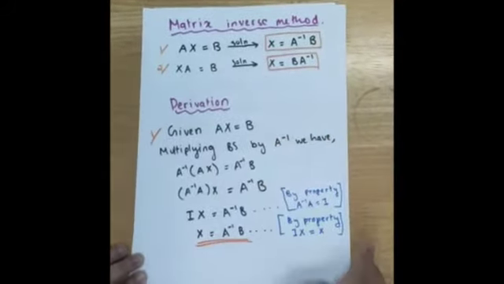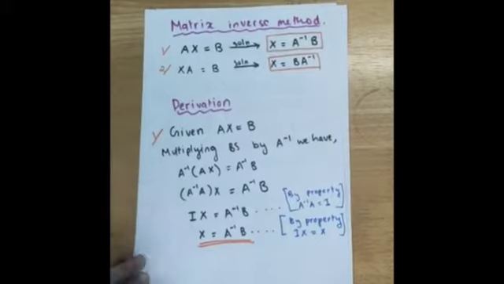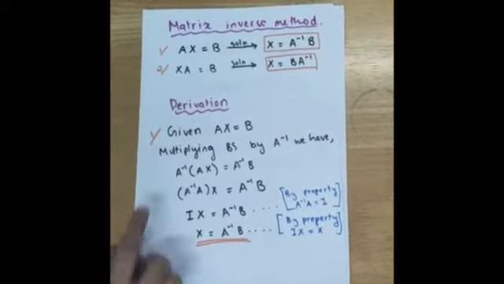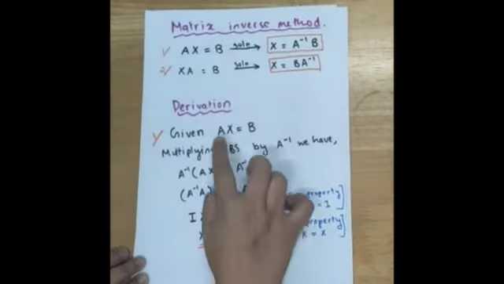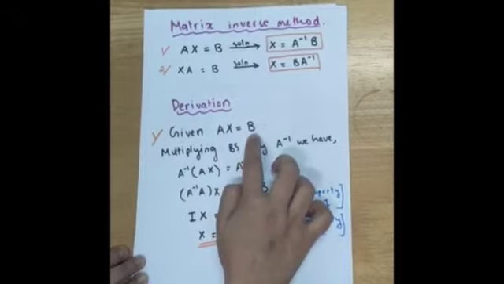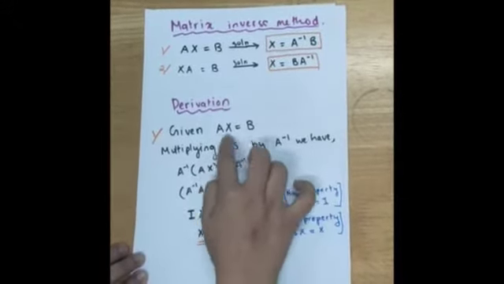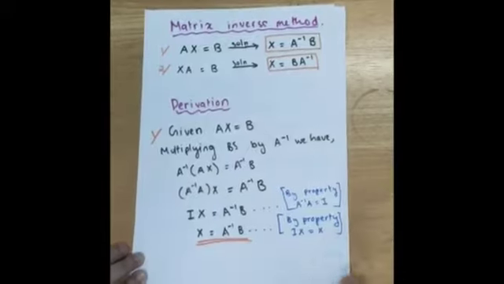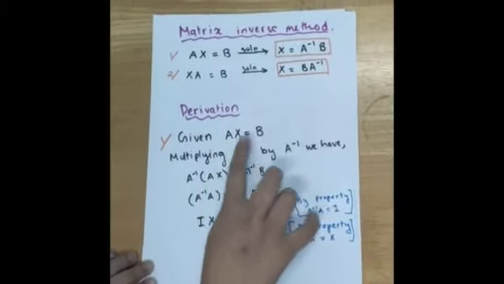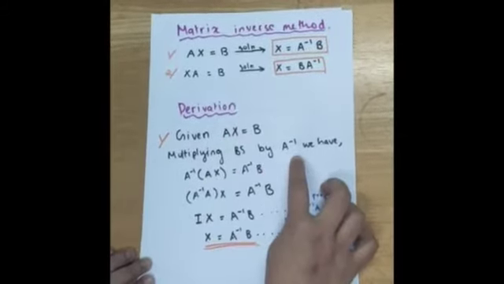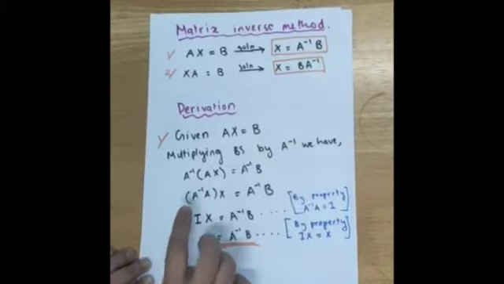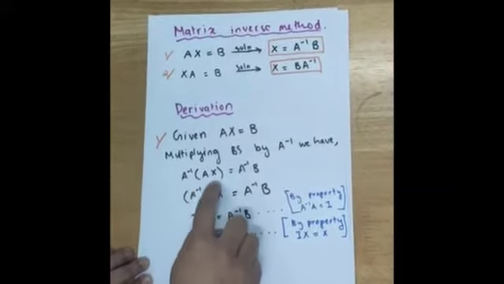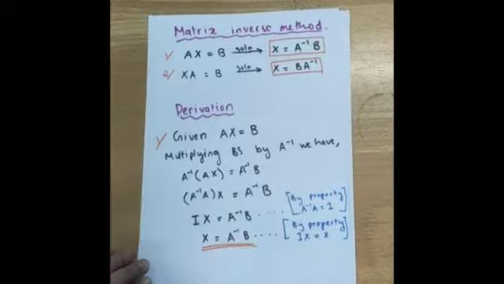Now we will look at the derivations for these two forms of equation. Number 1, given that AX equal to B, how do we solve this equation and get the solution? Firstly, we start by multiplying both sides by A inverse. When we do that, we get A inverse AX equals A inverse B.